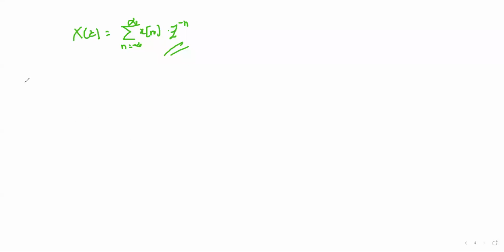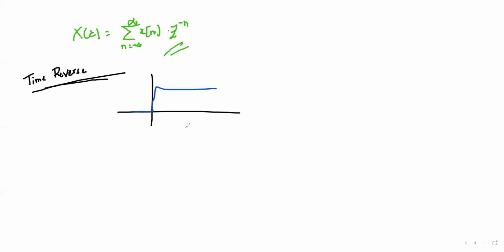Next one is time reversal. What is meant by time reversal? If it is a positive right-handed signal, that will be converted into a left-handed signal. If my right-handed signal is there, that will be converted into a left-handed signal. Then we call that a folded signal or time reversal signal.